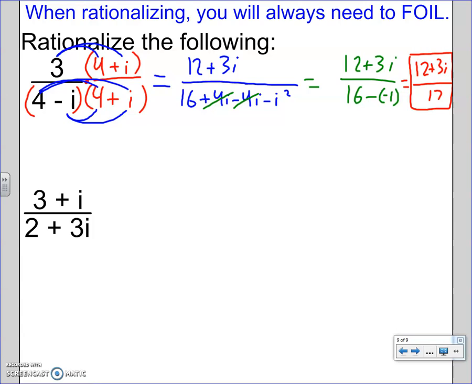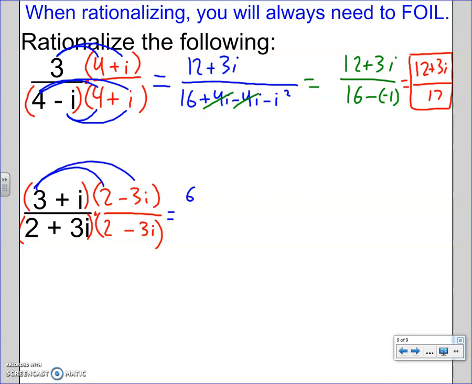Same for this other problem. Can't have i on the bottom. I multiply by the conjugate. The conjugate, again, is the exact same thing, but change the sign in the middle. So minus. Alright, now for this one, I have to FOIL twice, on top and bottom, but that's okay. So I'm going to distribute. So let me do it like this. 3 times 2 is 6. 3 times negative 3i is negative 9i. i times 2 is positive 2i. i times negative 3i is negative 3i squared.